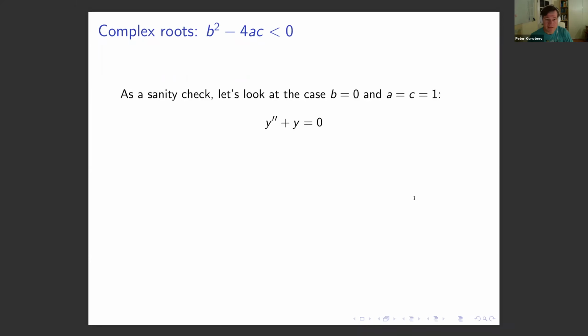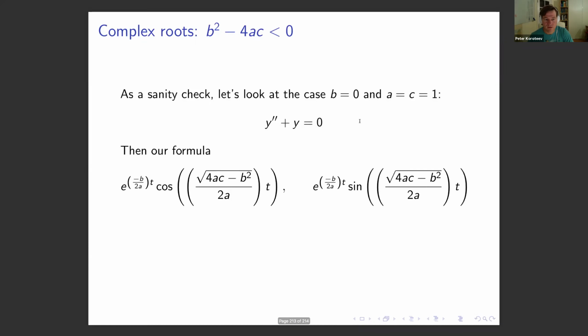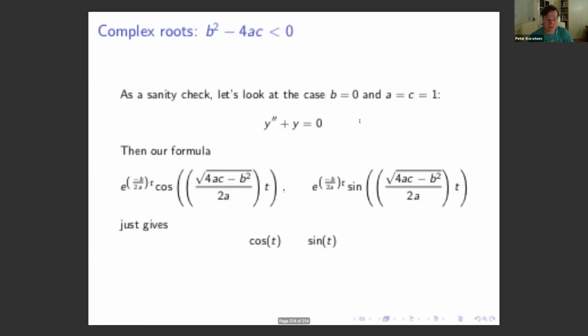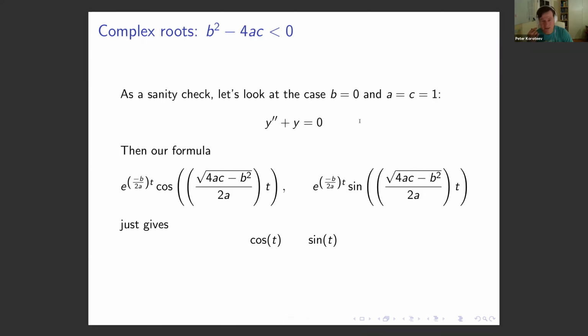So as a quick sanity check, let's look at the case when b is equal to 0 and a and c are equal to 1. So you have this equation, y prime prime plus y is equal to 0. Then the formula from the previous slide, you can substitute. So this formula here gives us simply cosine t and sine t. There is no exponential because b is equal to 0. And probably this is one of the equations that you saw in solutions for the oscillator, which we'll discuss in the following videos.